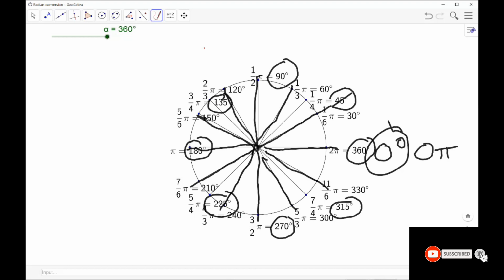Everything I just circled is just by adding that 45-degree pattern. All the lines I highlighted and drew over are just by adding 30. So that should help you memorize which degrees are most important for the unit circle.